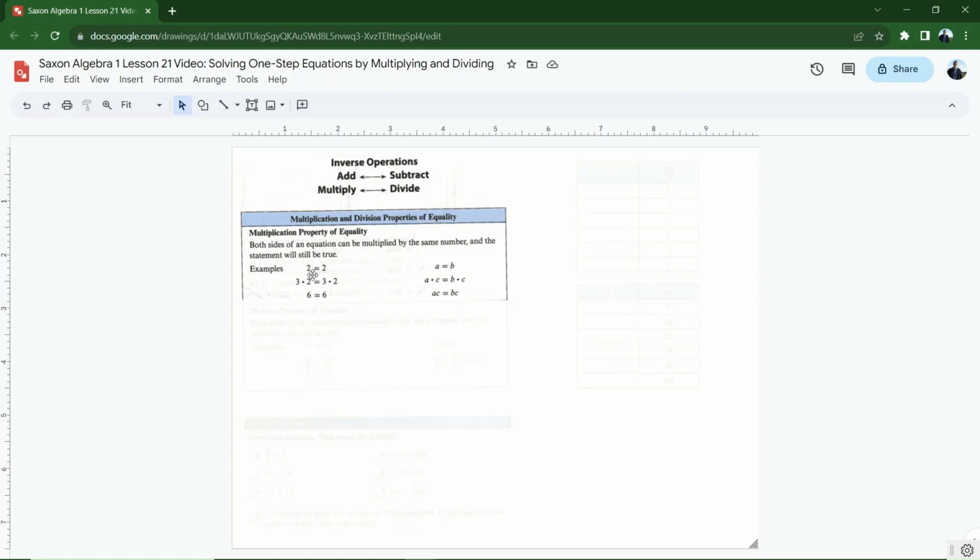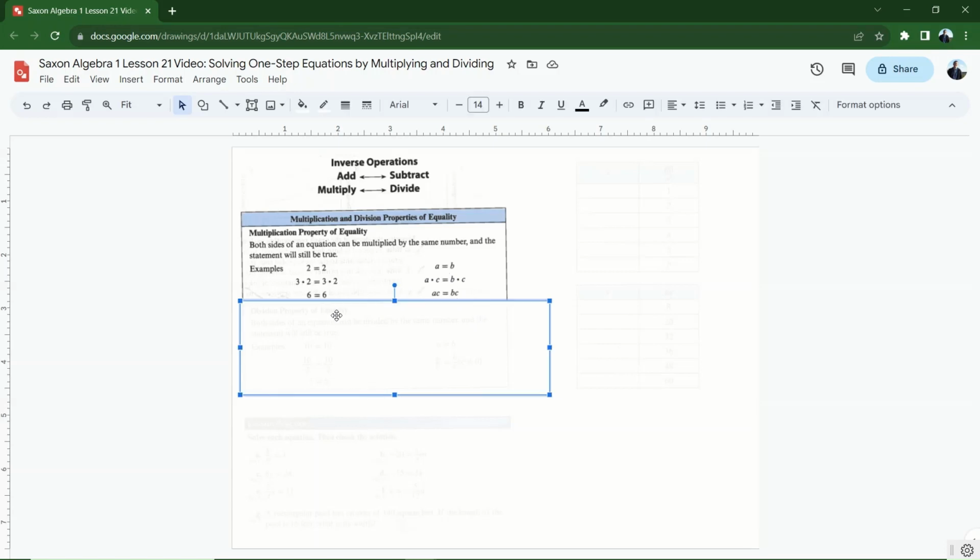Notice what's going on here. 2 equals 2. 3 times 2 equals 3 times 2. I multiply both sides by the same thing. What do I get? 6 equals 6. Still true. Here, if we use A and B instead, as long as I multiply both sides by the same number, I have an equivalent equation. Division works the same way, but there's one important rule in division.